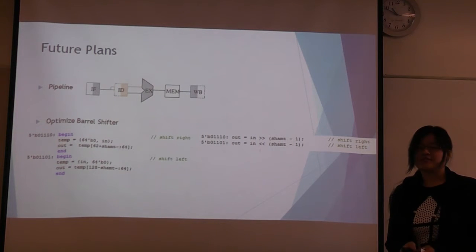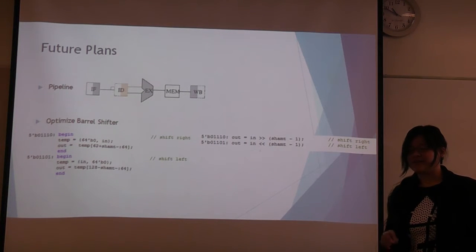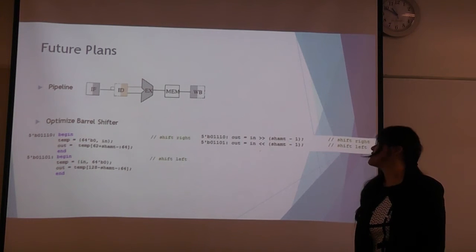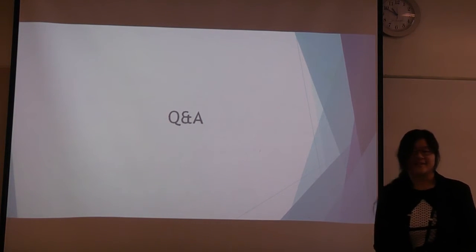optimize our barrel shifter to shift the whole amount and produce flags itself, and those flags will be sent to a MUX, which will choose between the ALU and the barrel shifter flags. Is there any question?